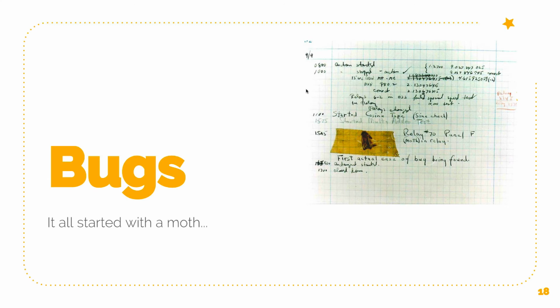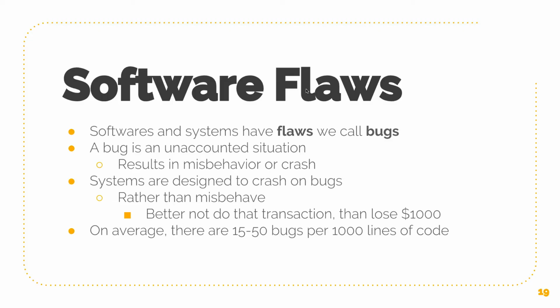To know how hackers hack, we first need to know bugs. As you can see in that photo, that's a moth that crashed the first computer. The computer actually used lamps that a bug could get caught on and stop the computer from working, and that's where the word bug comes from. So software systems have flaws that we call bugs. A bug is an unaccounted situation in a software, which results in a misbehavior or crash of that software.